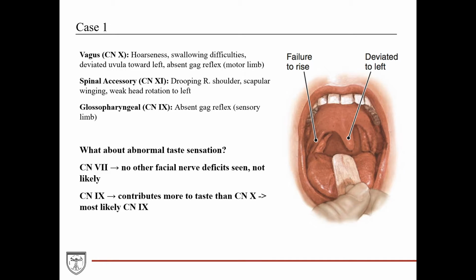Now let's think about this here for a second. Cranial nerve 7. We don't talk about any other facial nerve deficits because, for example, you would ask someone to raise their eyebrows or to close their eyes or to smile, show you their teeth. Not seeing any of that on the presentation, so it's not as likely.